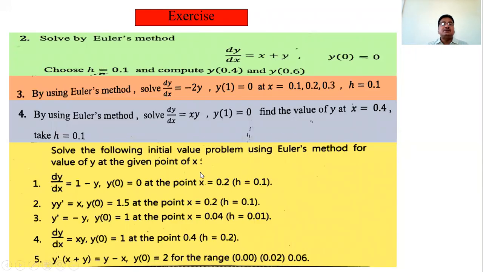And these are some exercise problems for homework. Solve all these problems.